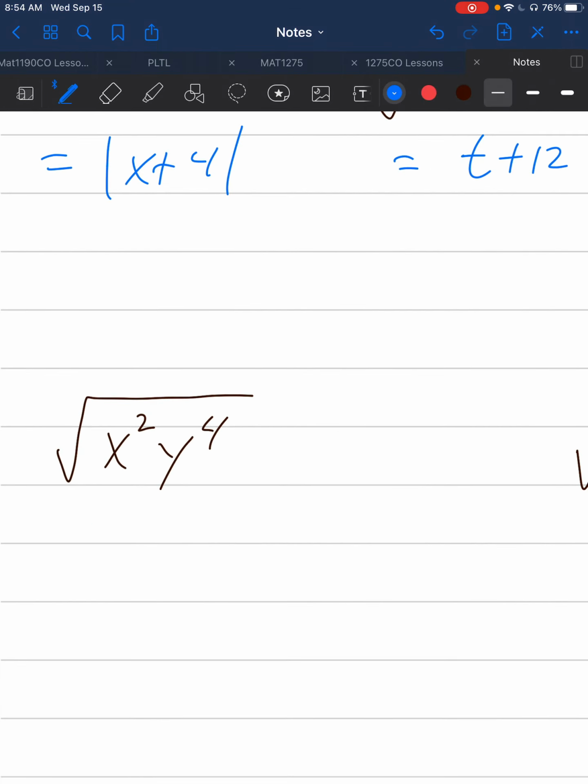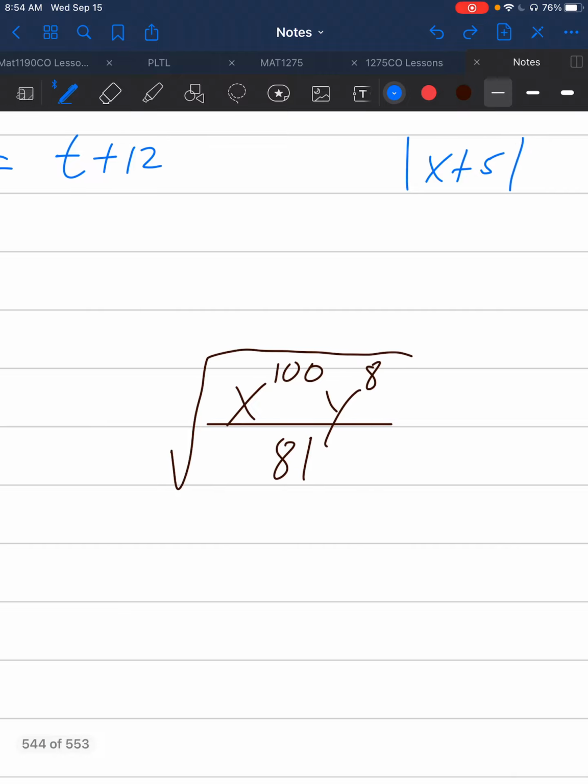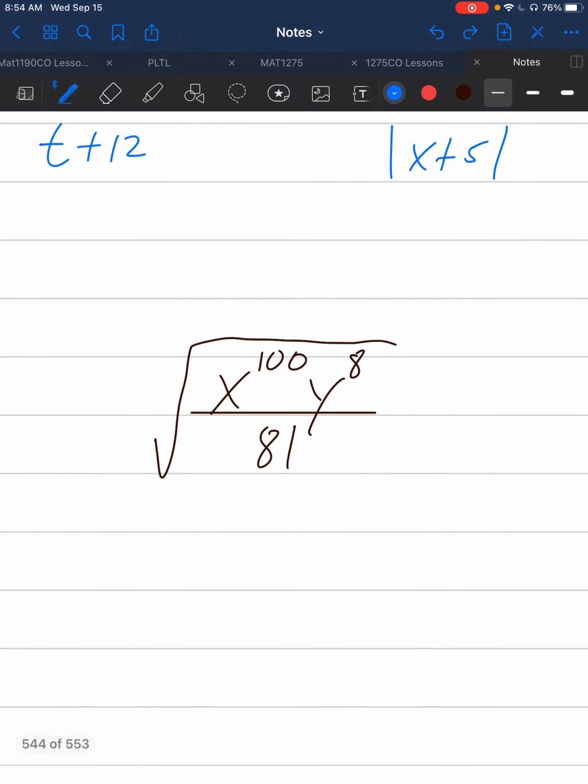So what about different variables? Different variables, you can take the square root of them by doing them separately. The square root of x to the second is equal to x. Square root of y to the fourth is equal to y squared, and that's all there is to it. Different variables and base numbers can be all treated separately.